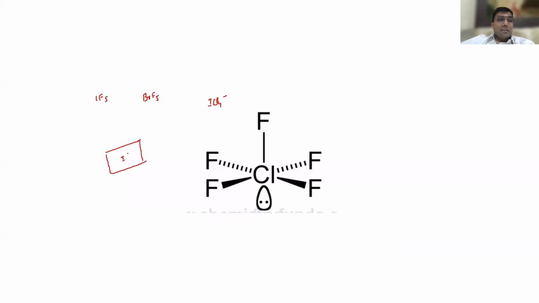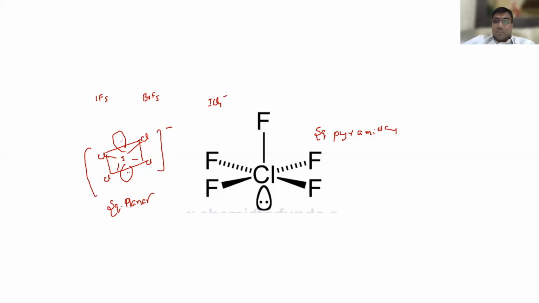This is I. These are bonds. This is one lone pair. This is one lone pair. This is Cl, this is Cl, this is Cl here, this is Cl here. And naturally, ICl4 minus, you can see this is a square planar geometry, right? And BrF5 is square pyramidal. So this is square pyramidal geometry with one lone pair. I hope you understood this.